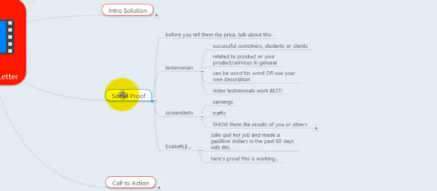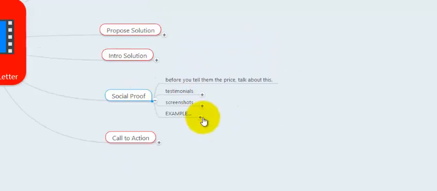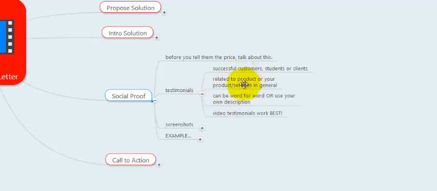The next step is the social proof step. So this is where you actually talk about testimonials, or if you have testimonials for your product, or people who have been through it, people who have bought your product or service, people who are satisfied with you. This is where you actually put those things in the video. So these could be successful customers, students, or clients.